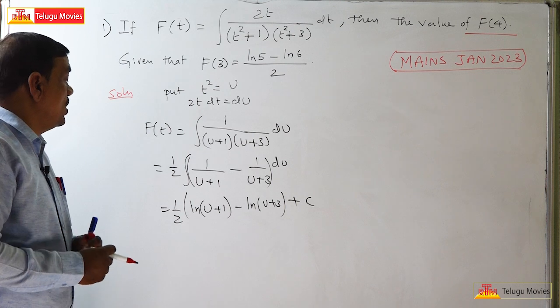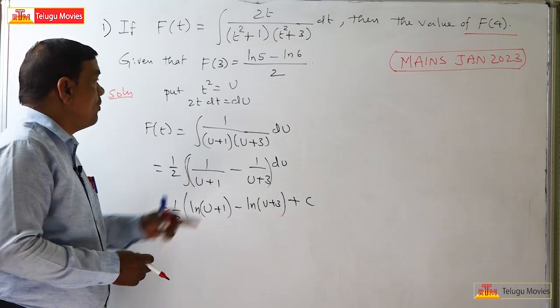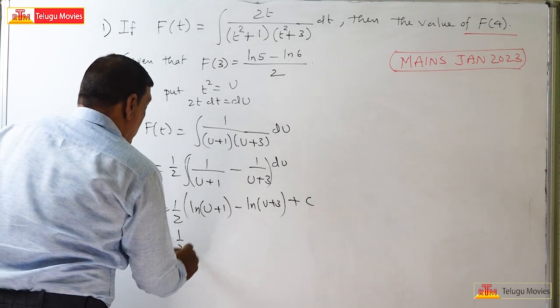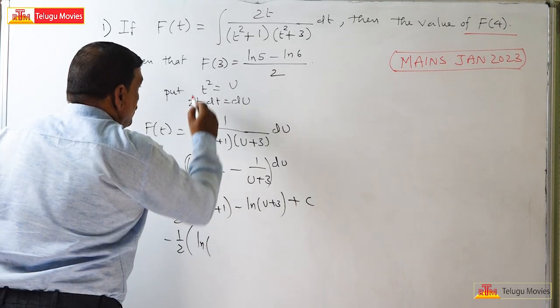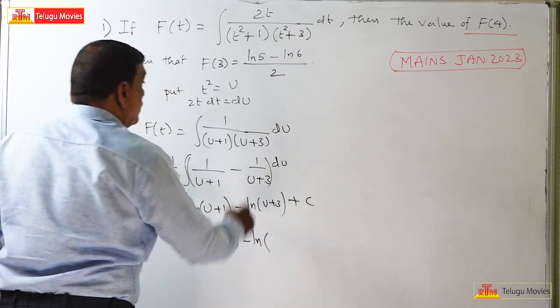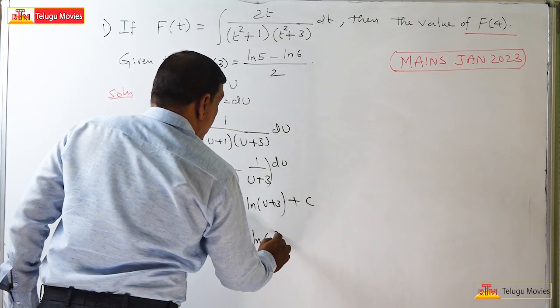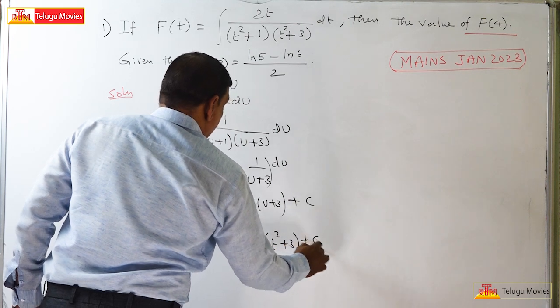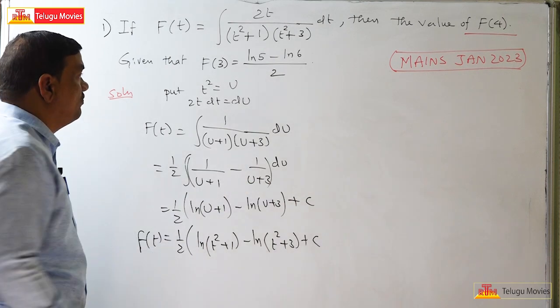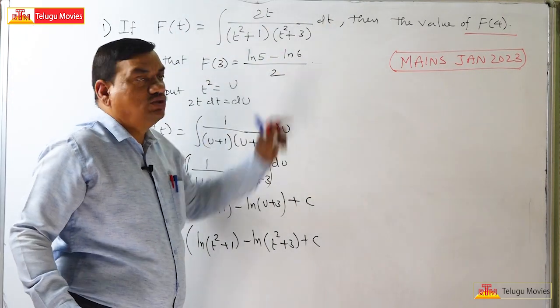Now let us change this back into t. So this is equal to 1 by 2 into [ln of (t square plus 1) minus ln of (t square plus 3)] plus c. So this is the f of t. So this part is over.